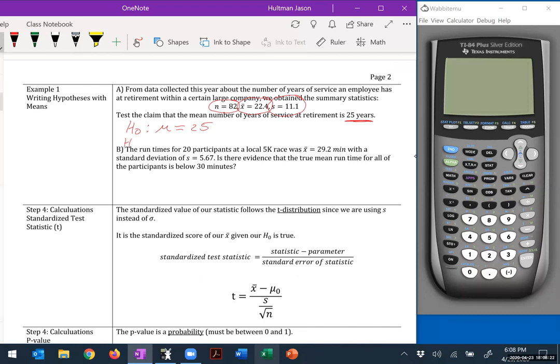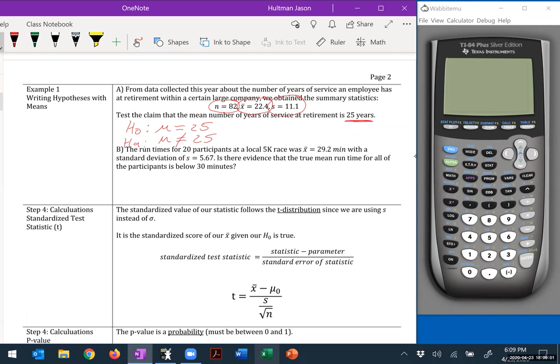What's the alternative here? It says test the claim that the mean number of years of service at retirement is 25 years. Well, it could be over 25, or it could be under 25. So we just want to know if it's not 25. We don't know if we're looking for above or below. We just want to know, has this changed? And so we get mu is not equal to 25. That's the hypothesis there.